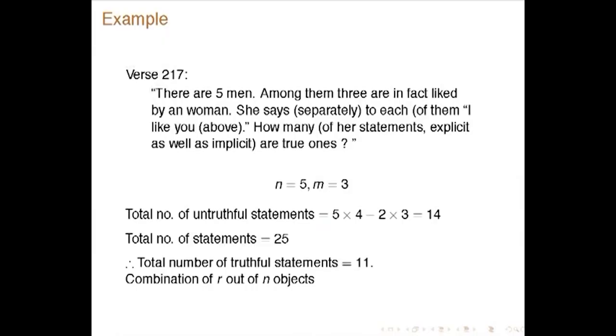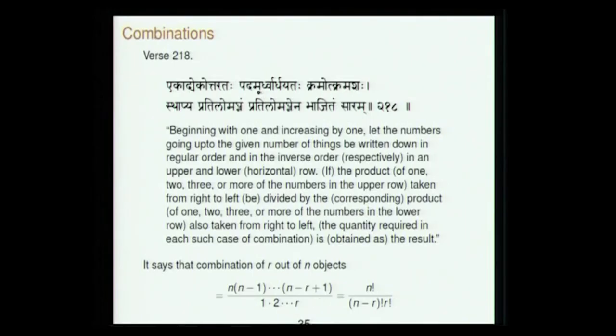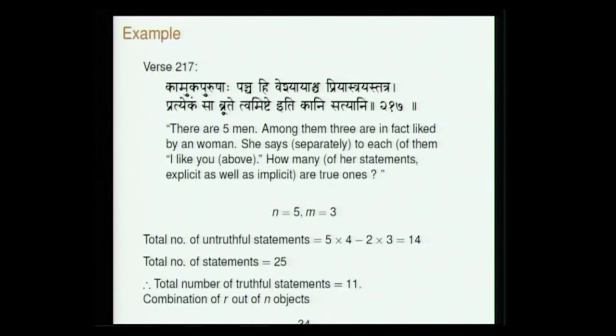So, she has given a problem, there are 5 men, among them 3 are in fact liked by a woman. She says separately to each of them, I like you alone, then how many of her statements are true ones? So, here n is equal to 5, m is equal to 3. So, the total number of untruthful statements is 14, the total number of statements is 25. So, total number of truthful statements is 11 and the total number of untruthful is 14. So, that is the thing. Okay.